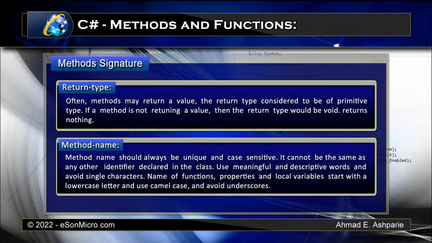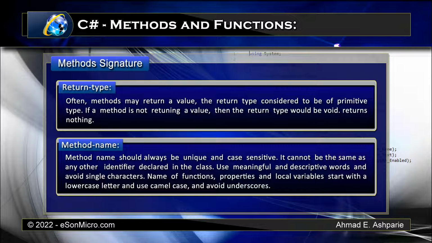Return type. Often, methods may return a value. The return type is considered to be of primitive type. If a method is not returning a value, then the return type would be void, which returns nothing.